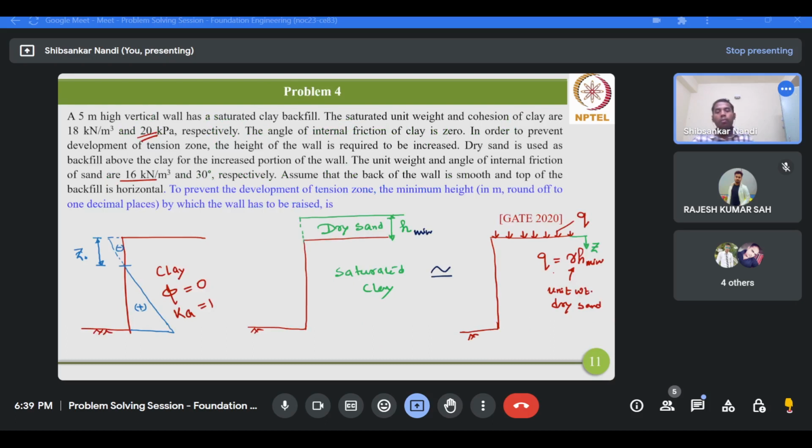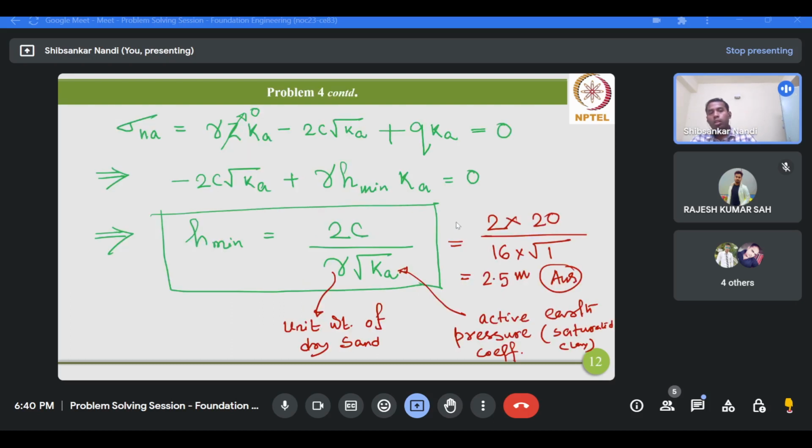So the minimum height by which the retaining wall height should be increased is 2.5 meter. If you provide a thickness of dry sand as 2 meter, then there is a chance of generation of negative pressure in the saturated clay portion. Since our aim is to prevent the development of tension zone, we have to go for a minimum thickness of dry sand as 2.5 meter. And if you provide more than 2.5 meter thickness, obviously the earth pressure value at the interface also will not be 0, it will be greater than 0.